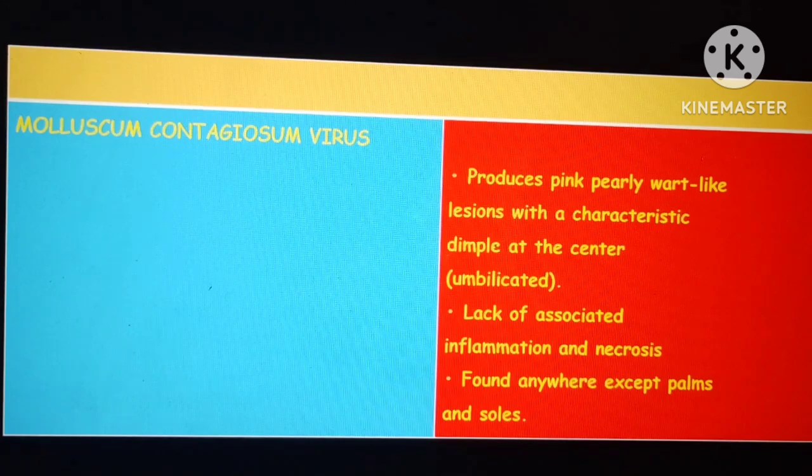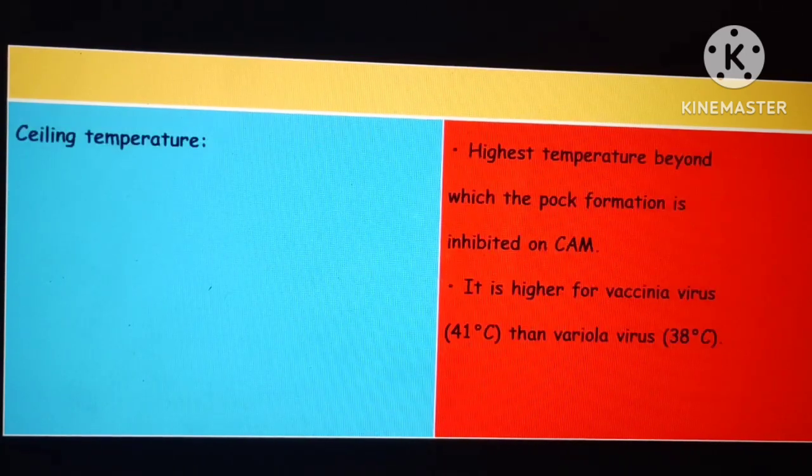So next it is molluscum contagiosum. Always remember it is an umbilicated lesion with a dimple at the center, and there will be no inflammation or necrosis. It will be found everywhere in the body except the palms and the soles.